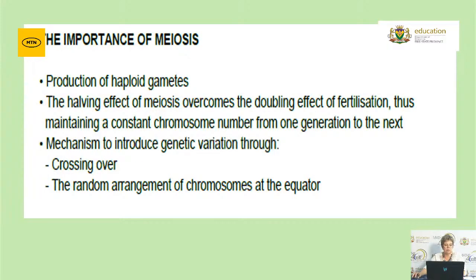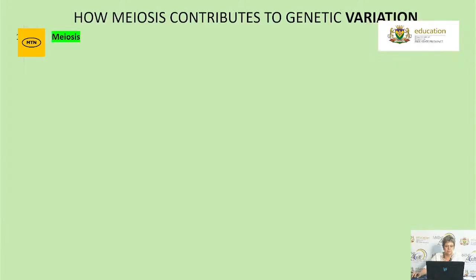Then the importance of meiosis: it introduces genetic variation, and it also has a halving effect to overcome the doubling effect of fertilization. So there are three very important points for meiosis. What is the importance of meiosis? Also, a long time they didn't ask that, so therefore I want us to emphasize the importance of meiosis.